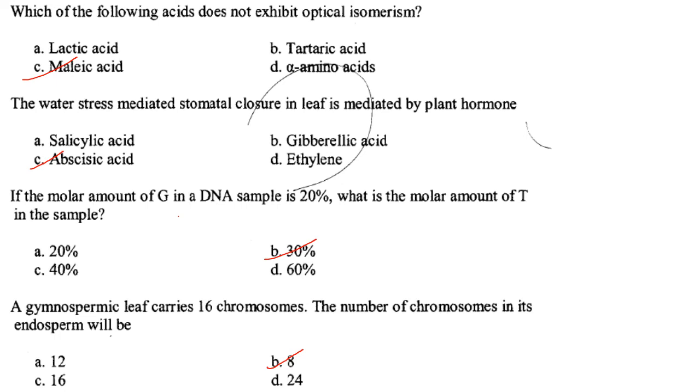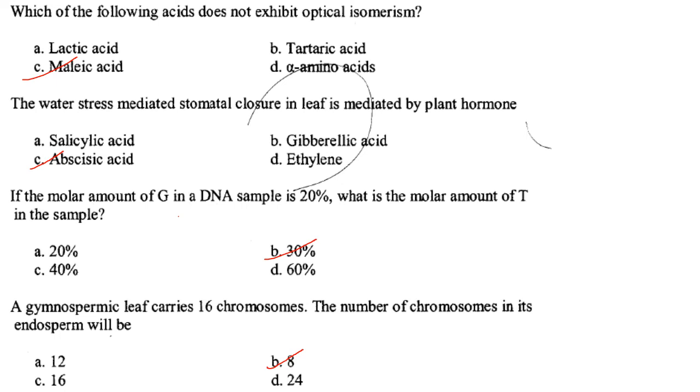Now the remaining is 100 minus 40. So that represents A plus T molecules. Since A is equal to T, the percentage of A plus T is 100 minus 40, that is 60. The 60 divided by 2, that is 30. So answer will be option B, that is 30%.